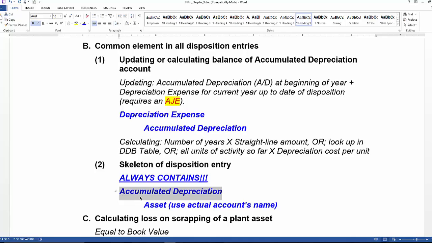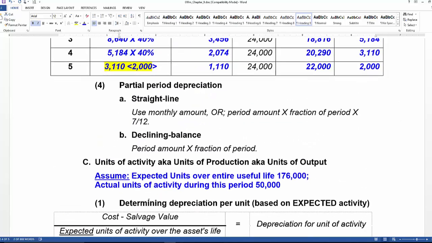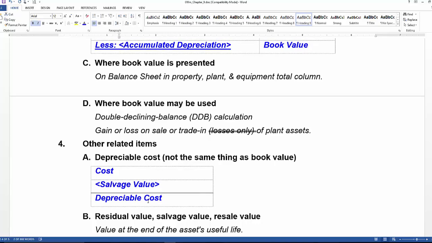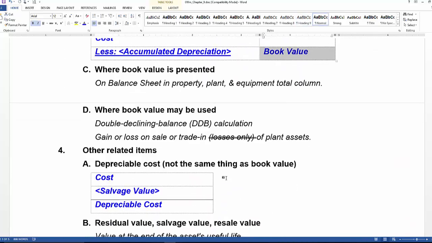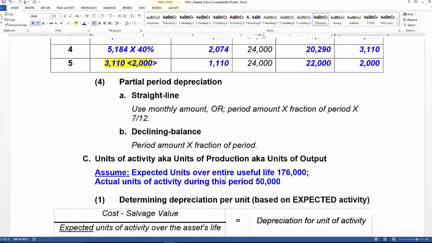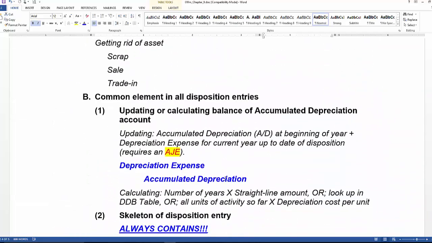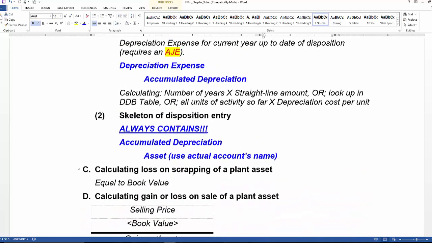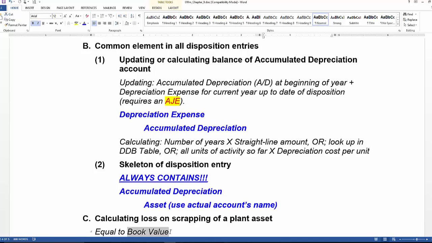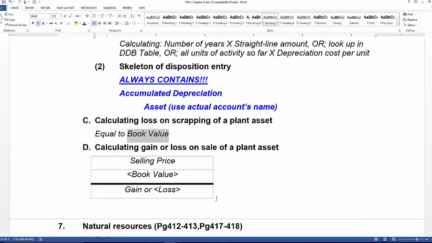Now, the difference between the asset and accumulated depreciation, you might remember, is what's called book value. So you need to know book value when you're disposing of a plant asset, because you'll use that in calculating whether you've had a gain or a loss. If you just scrap it, then you'll have a loss equal to whatever your book value was. However, if you sell it, then you'll take the selling price minus the book value, and that'll tell you whether you've had a gain or loss.